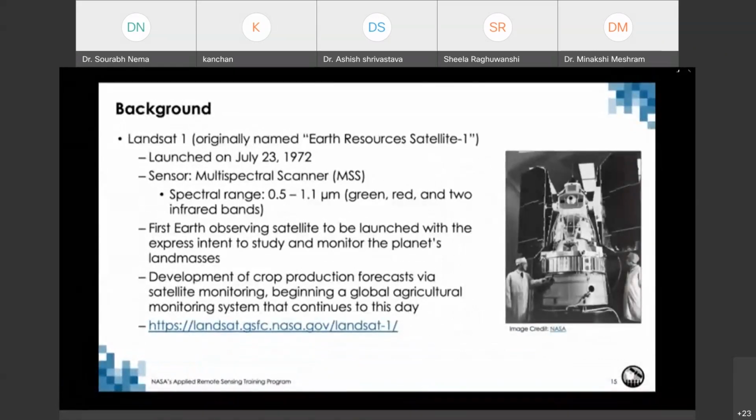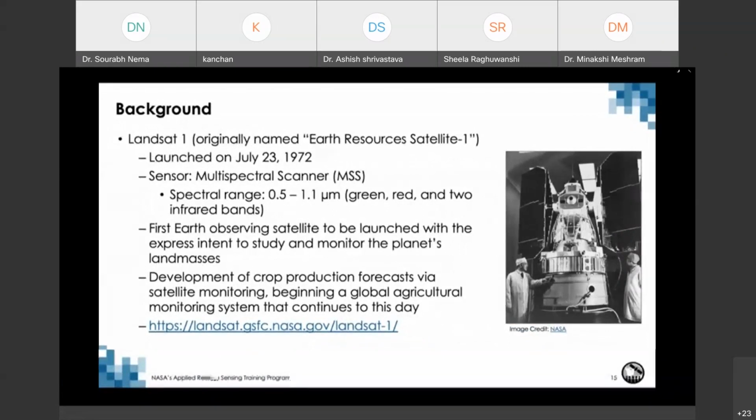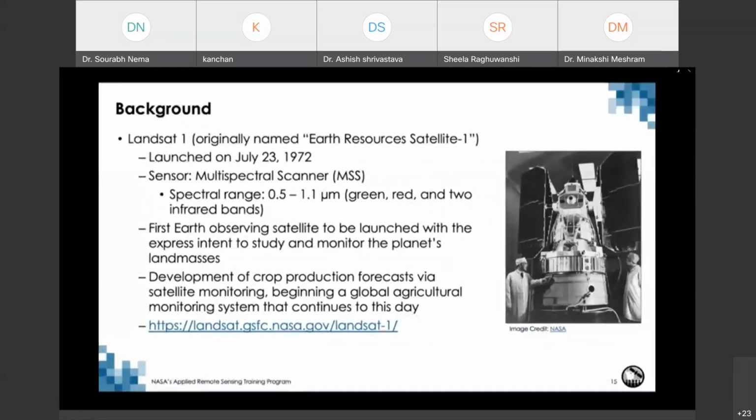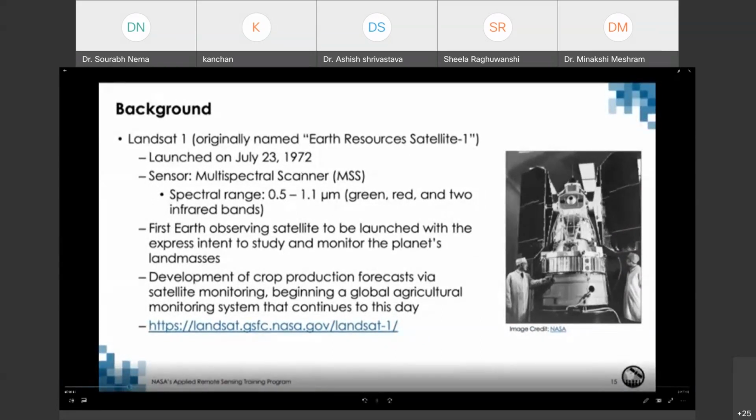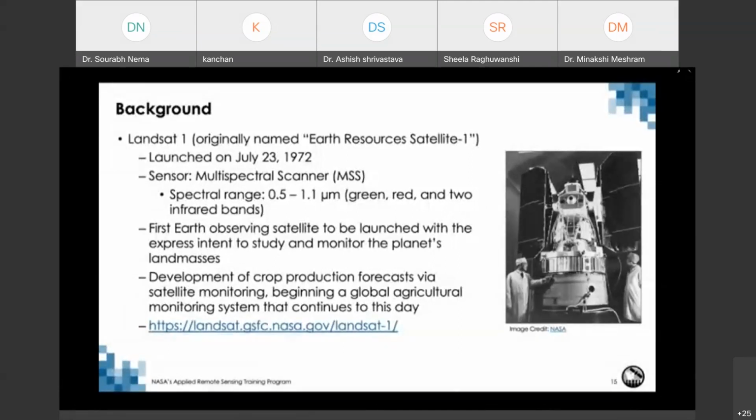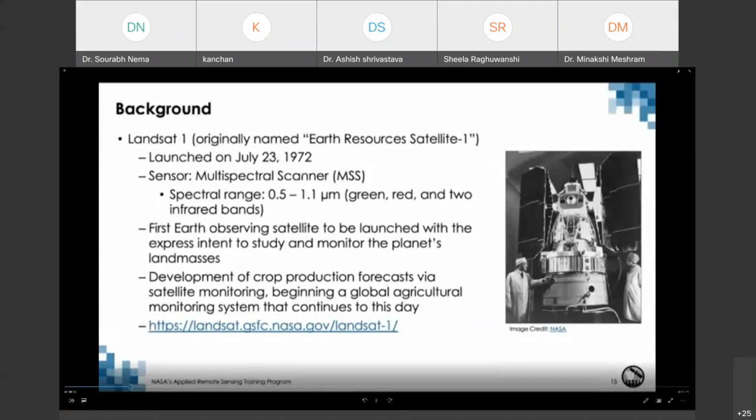The same year as the Great Grain Robbery saw the launch of Landsat-1, originally named the Earth Resources Satellite 1, which was the first civilian Earth observation satellite. Landsat-1 was an ambitious effort by the Department of Interior, NASA, and the USDA. The main instrument was the Multispectral Scanner, or MSS, which observed the Earth's landmass in 4 spectral bands. The satellite was launched with the express intent to study and monitor the planet's landmasses.